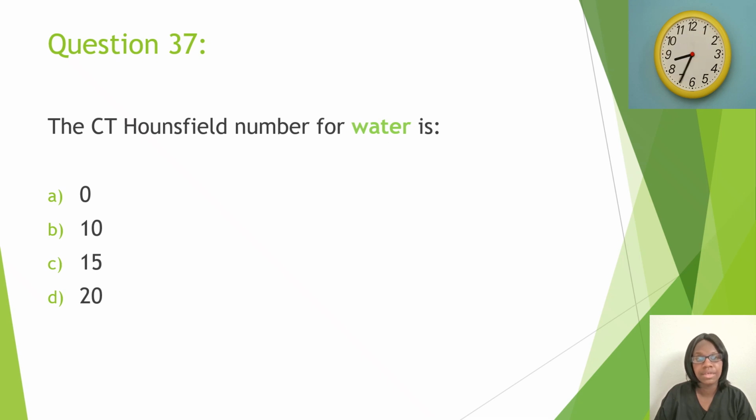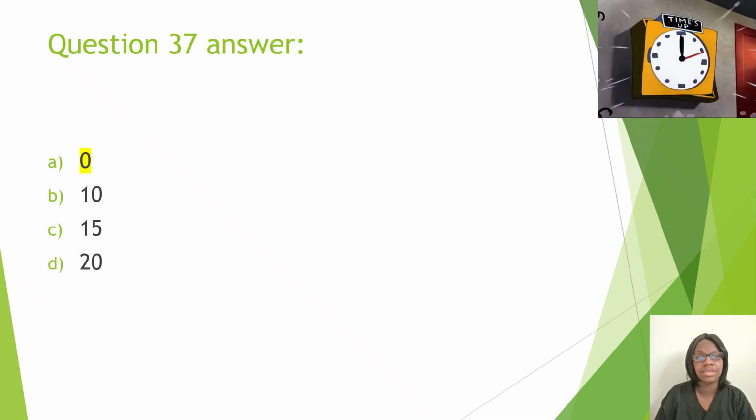Question 37. The CT Hounsfield number for water is it 0, 10, 15, or 20? The correct answer is 0.